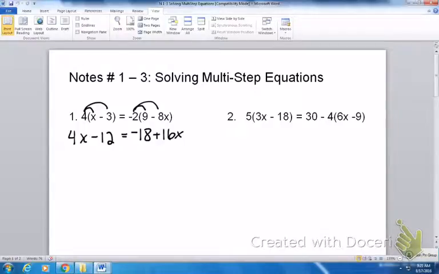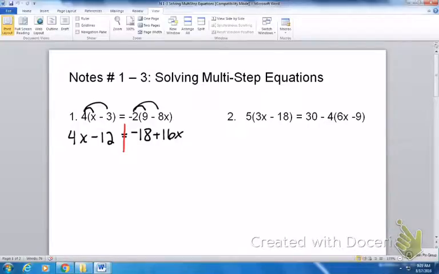Now, the next step, what we would have done on distribution is combine like terms. Well, guys, we can't combine like terms unless they're on the same side of the equal sign, okay? So the 4x minus 12 and the negative 18 plus 16x, I can combine terms across there. So there's nothing to fix on either side. Now I'm going to start moving things around. Now remember, when we're solving these equations and moving things, if you do something to one side, you have to do it to the other.